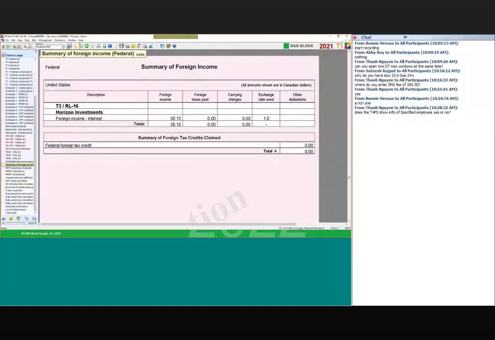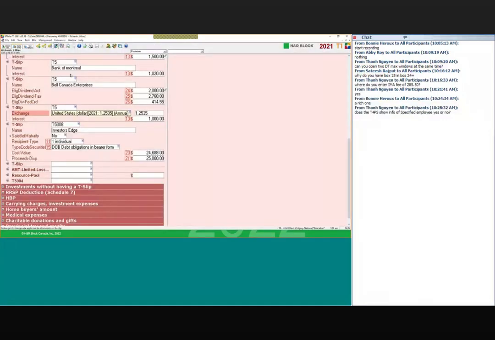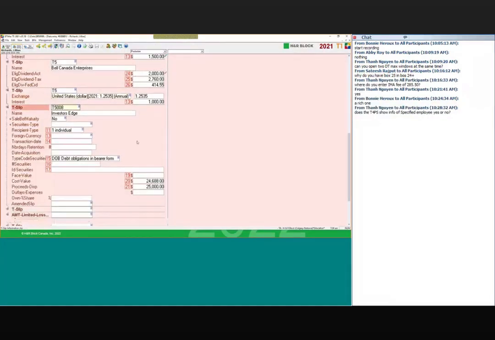All right, so next topic, we're going to go to a T5008. Hopefully everybody remembers this from our theory, and they gave us in the in-class exercises a T5008 from Investor's Edge. Now, we do recall that a T5008 can report investment income and capital gains. So in this case, box 15 actually tells us what the investment income is.